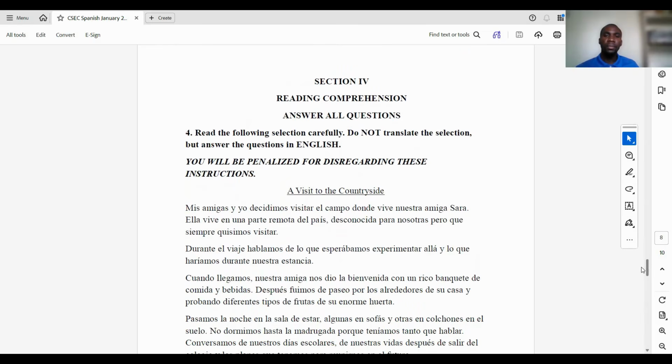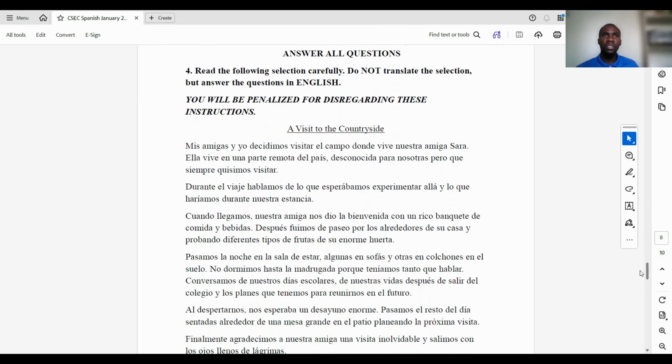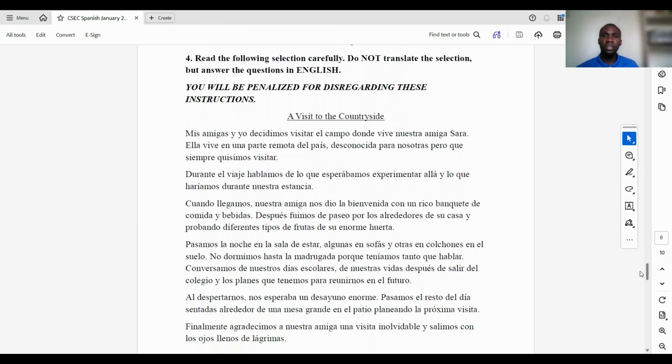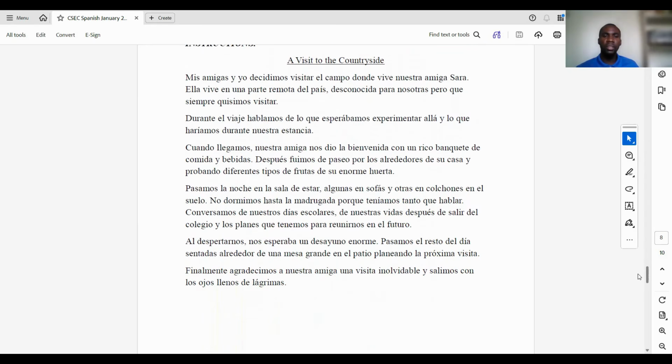So the last section, the reading comprehension passage. So what is the story? This is a story entitled A Visit to the Countryside.